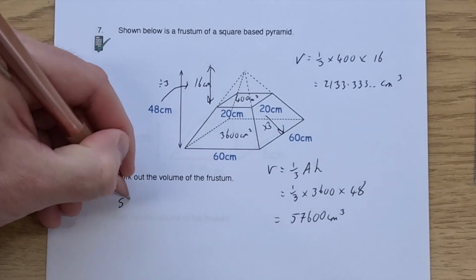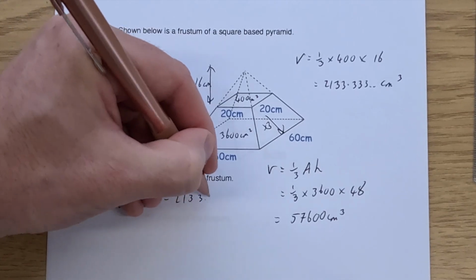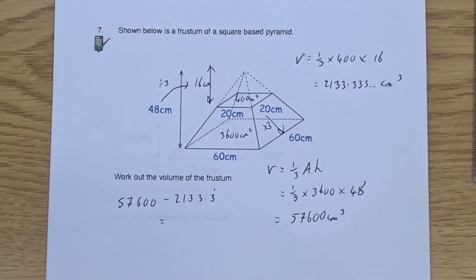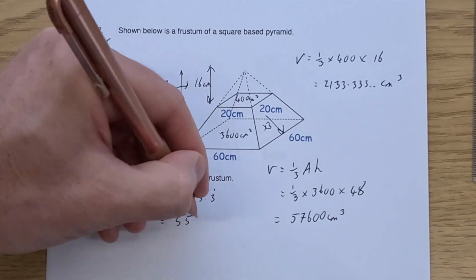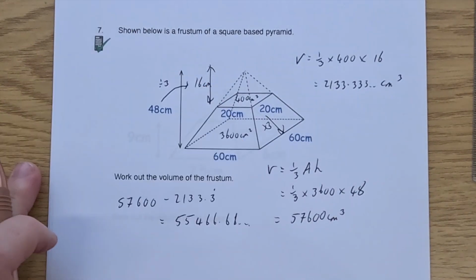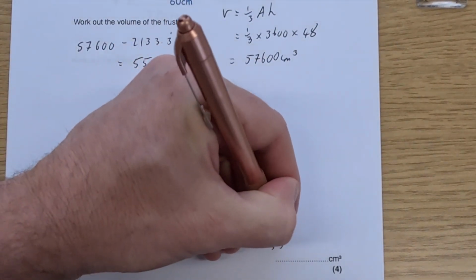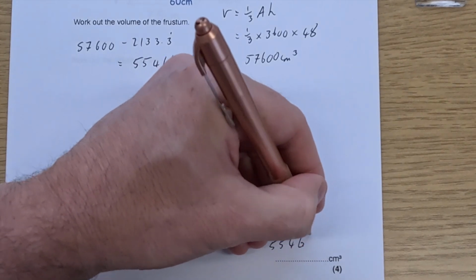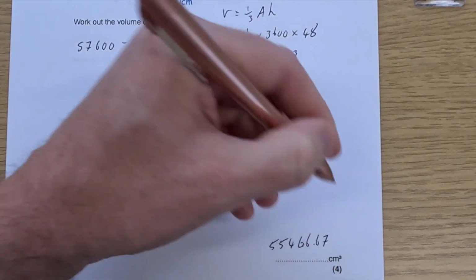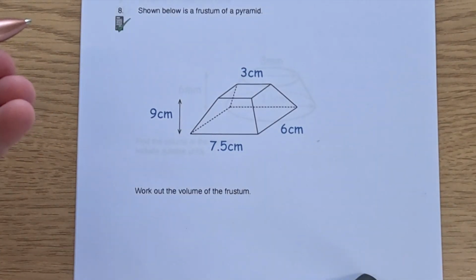So if we do 57,600 subtract 2,133.3 recurring, that's equal to 55,466.6 recurring. And that's it. So let's write that down. The volume of the frustum is 55,466.67 centimeters cubed to 2 decimal places. And that's it. Okay, let's have a look at our next question, question number 8.